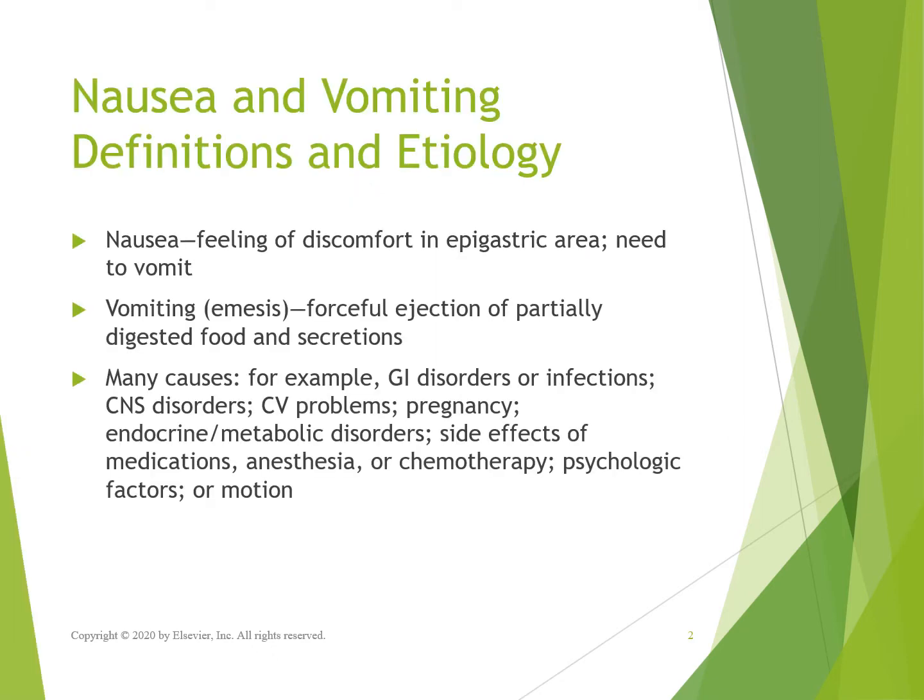So we'll start with nausea and vomiting. Nausea is just some sort of feeling that results in discomfort in the epigastric area and a need to vomit. And then vomiting, of course, is the actual forceful ejection of partially digested food. Many different causes could be GI disorders, infection, pregnancy, metabolic disturbances, chemotherapy. So there's quite a few factors that can influence nausea and vomiting.